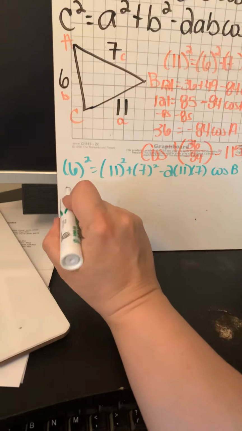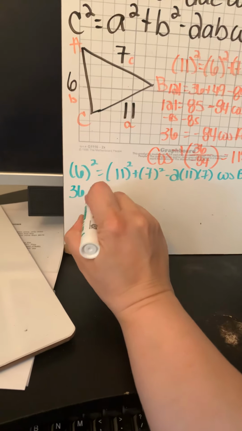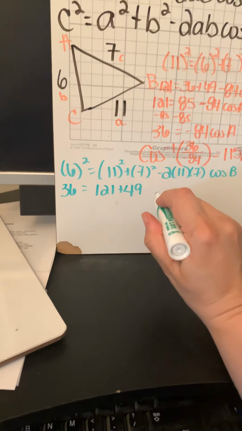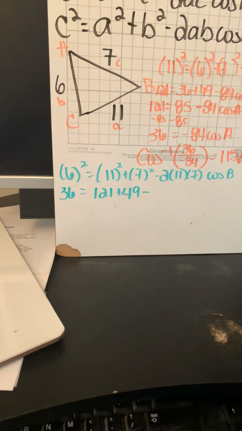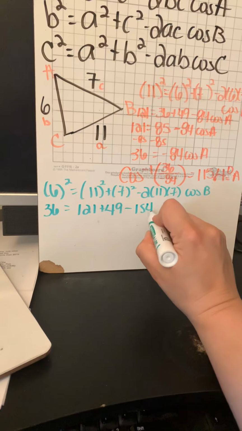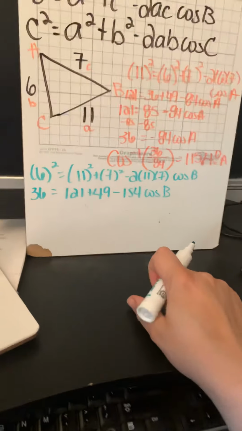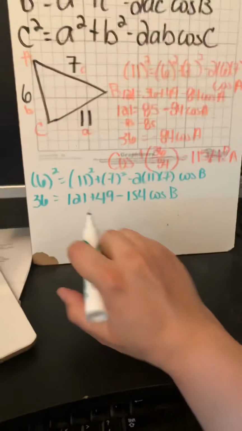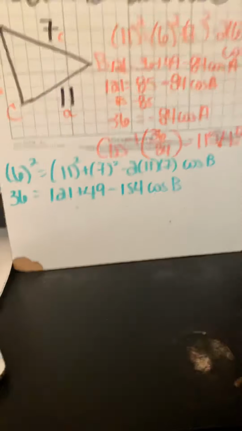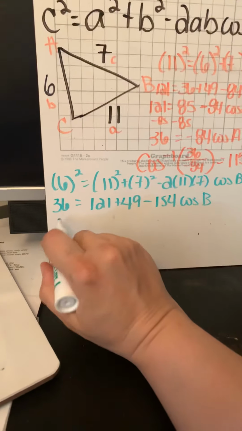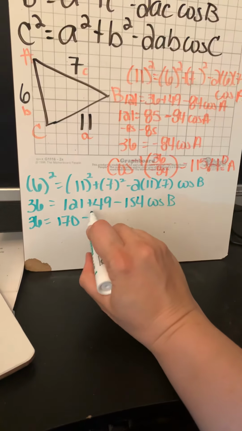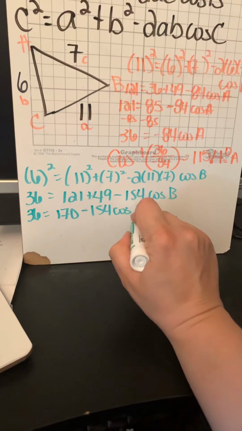So we're going to have 36 equals 121 plus 49 minus 154 cosine big B. Okay. Add those two. 121 plus 49 gives me 170. So this would be 36 equals 170 minus 154 cosine big B.